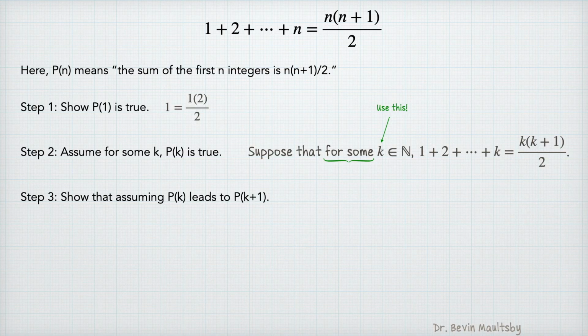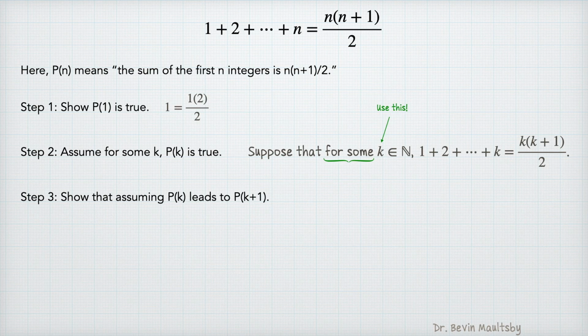If you also didn't write for some and wrote instead, suppose that 1 plus 2 plus all the way through k equals k times k plus 1 over 2, I think it's implicit that the formula holds for all k. So really make it clear to the reader here that k is special. This is the language I use. You could also say something like, suppose there exists a k from the set of natural numbers for which 1 plus 2 plus all the way through k is k times k plus 1 divided by 2. But basically, if there's a quantifier in your second step, it should be the existential quantifier and not the universal quantifier.